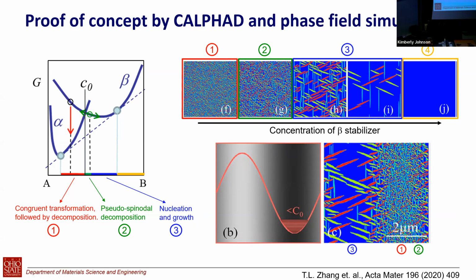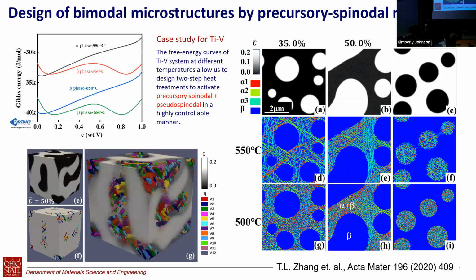How do you create those concentration modulations, right? Okay, so you can create them in different ways for some of the systems. This is a binary system, titanium vanadium, and in this case we do have a spinodal decomposition in the beta phase.